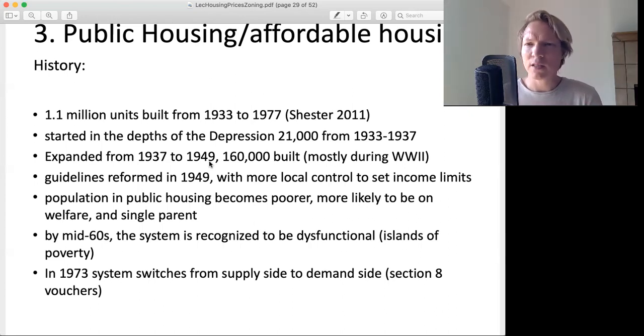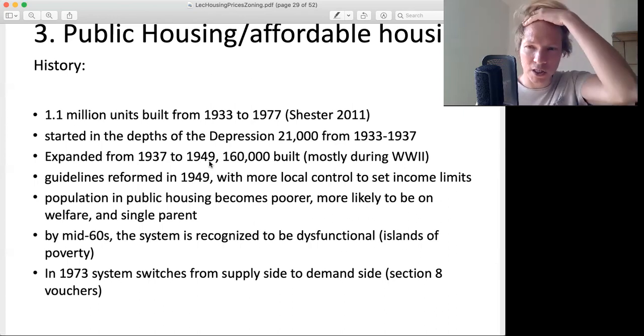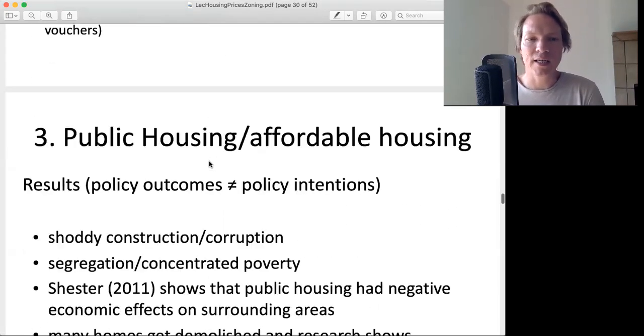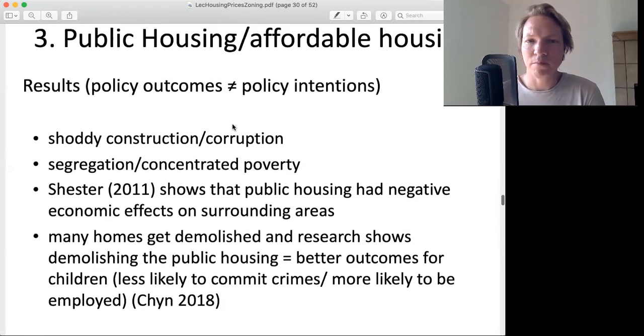And so by the 70s, the government says, you know what, we're not going to do this anymore. We're not going to do the supply side, building housing for people. Rather, we're going to switch our policy to the demand side, which is, instead of building housing for people, we're just going to give people money for housing. Okay. It was initially called Section 8 vouchers. So as I mentioned, this is a classic example of outcomes not meeting intentions.